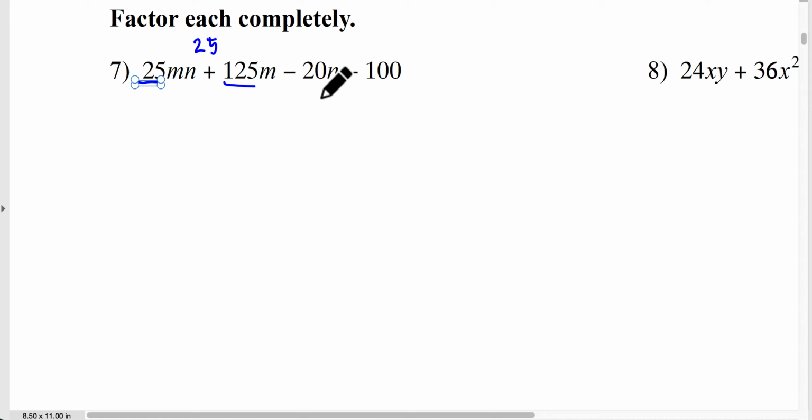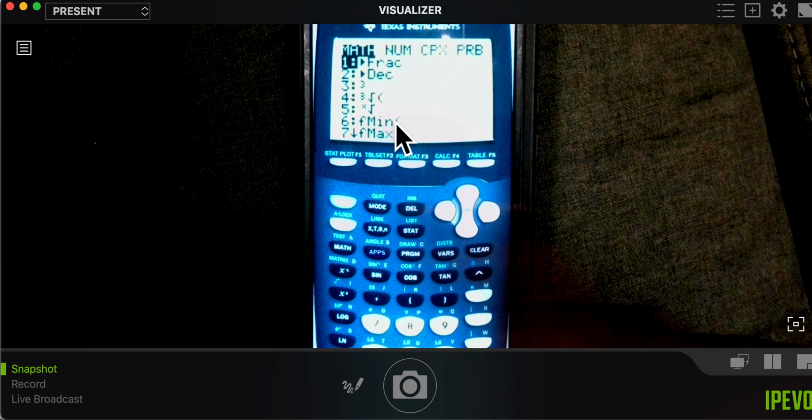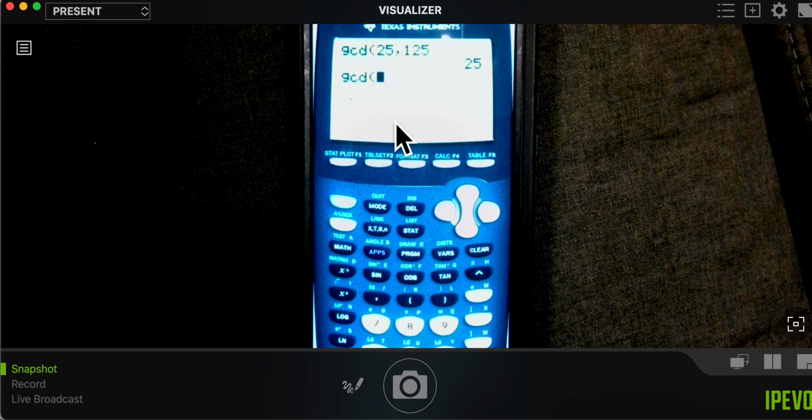Now I'm going to do the same thing with 20 and 100, all right? So I'm going to do math, move over to number, press 9, and I'm going to put in 20, comma 100. That gives us 20.